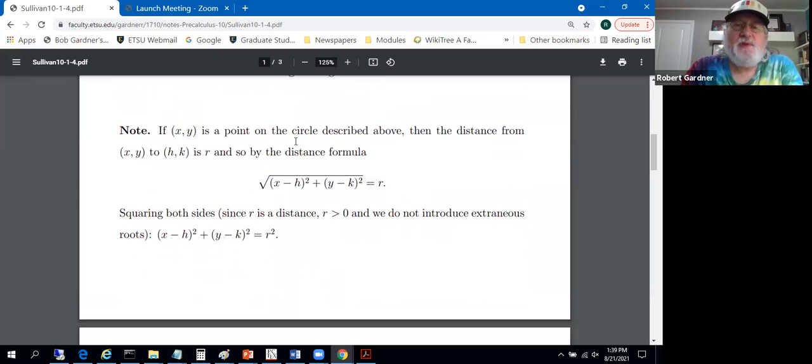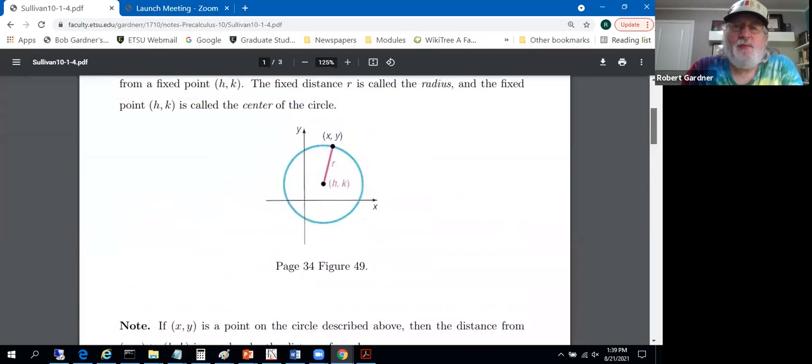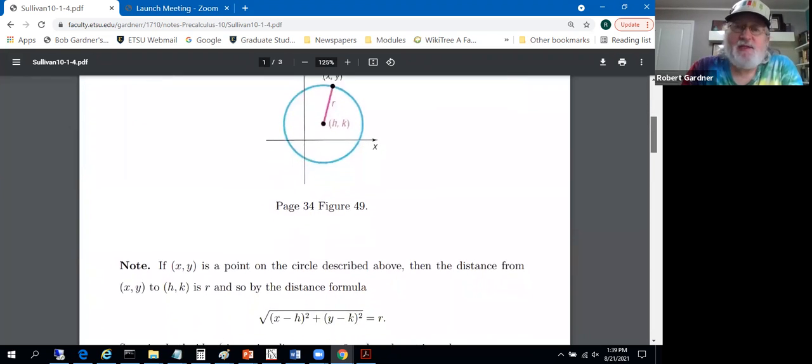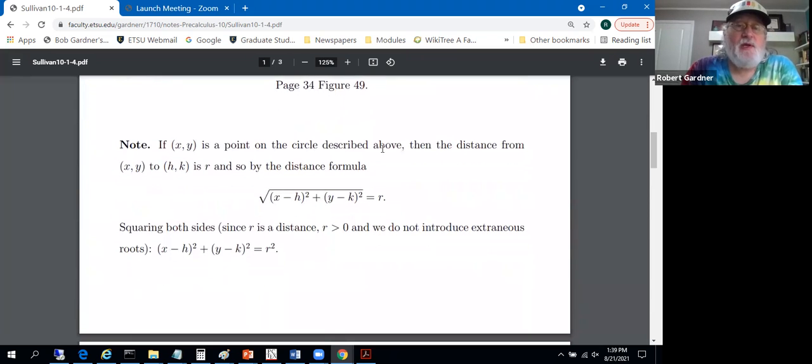If xy is a point on the circle, as given in the picture above, we've labeled this point here xy, the idea being x and y can vary as long as the point stays on the circle. So we want to find an equation that relates x and y and h and k. So if xy is a point on the circle, as given in that image, then the distance from xy to hk is r, because that's the definition of a circle. From the distance formula, we get a x2 minus x1 squared kind of thing.